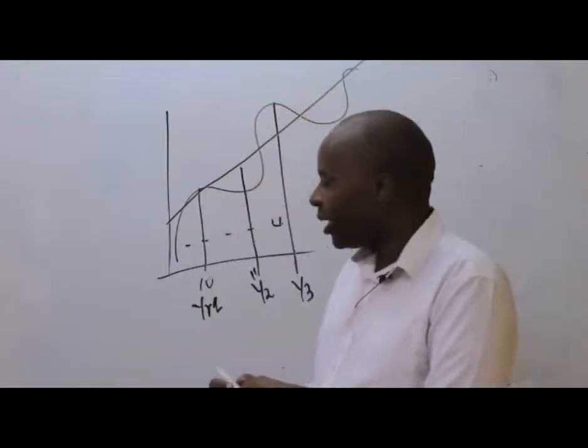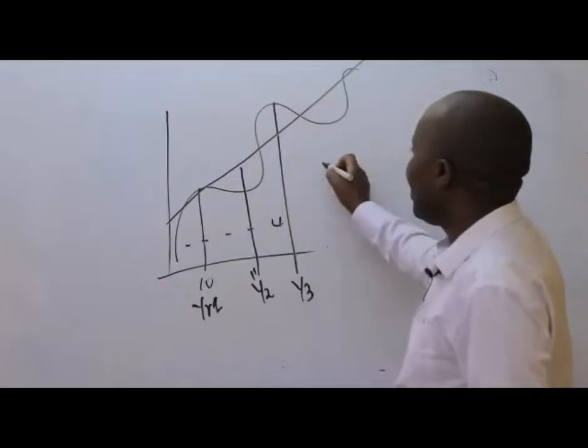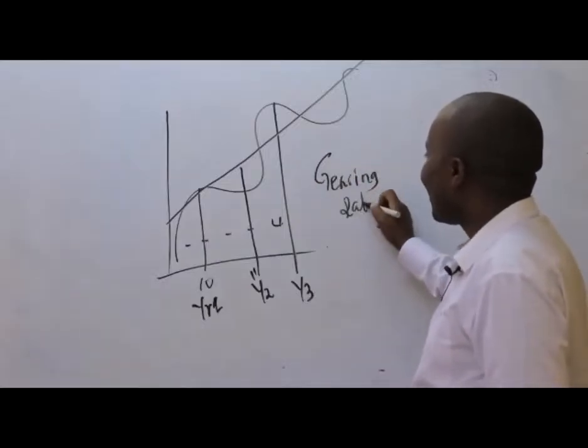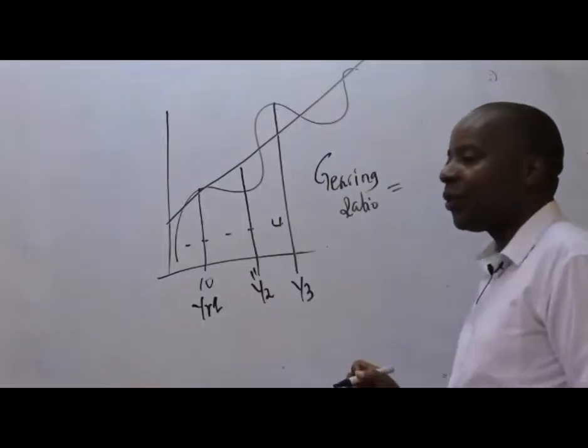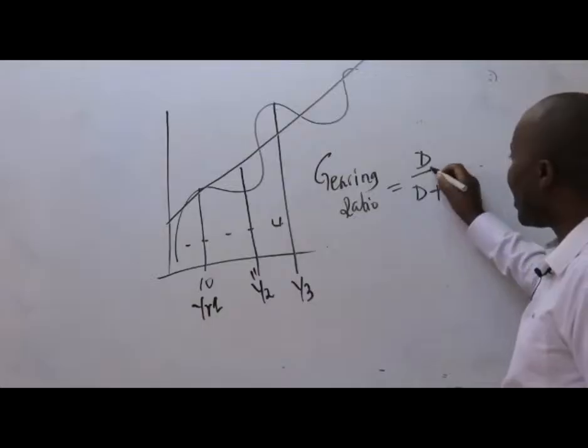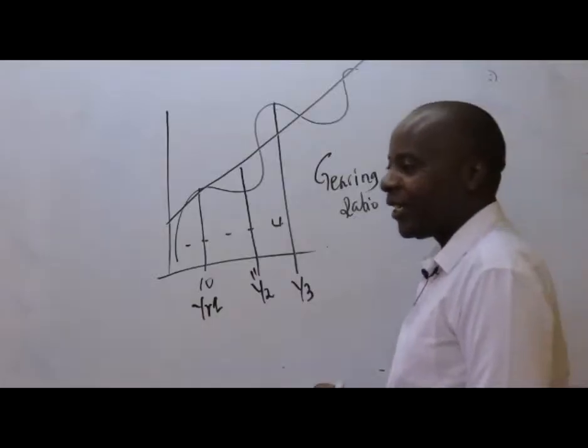Number two, why would I want to give out shares as dividends instead of giving out money, ladies and gentlemen? It's because of what here? The gearing ratio. How do we get gearing ratio? To get gearing ratio, we normally take debt over debt plus what here? Plus equity. Debt plus equity.